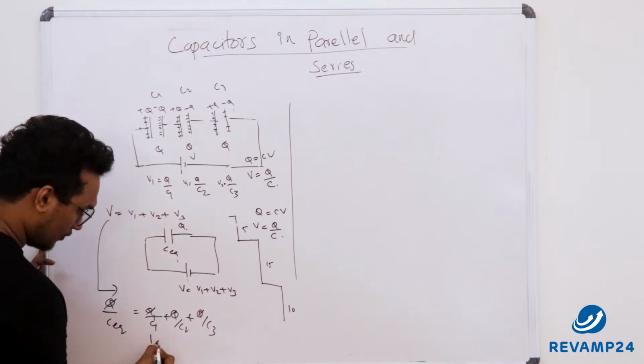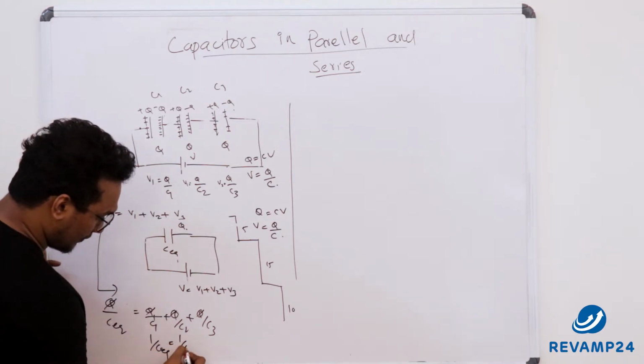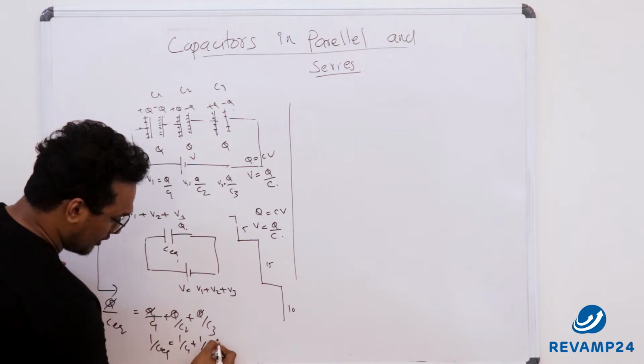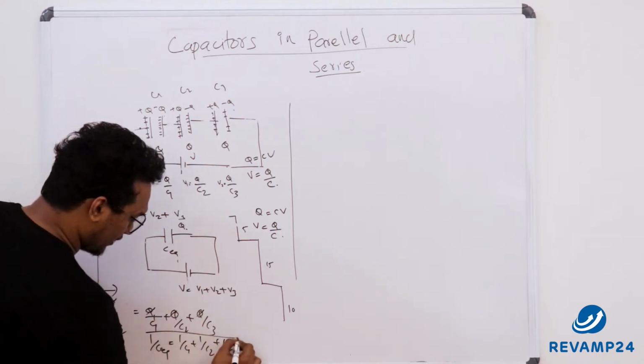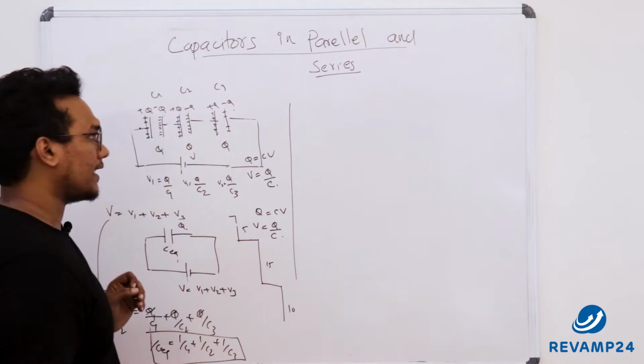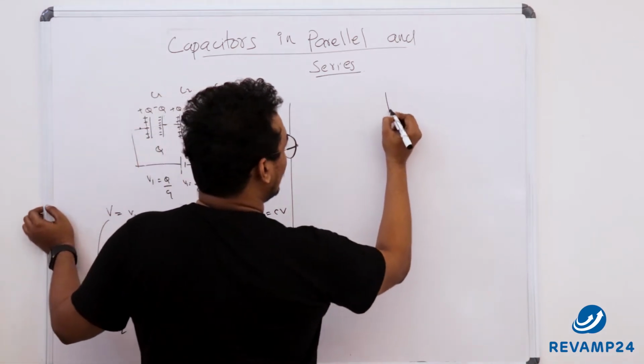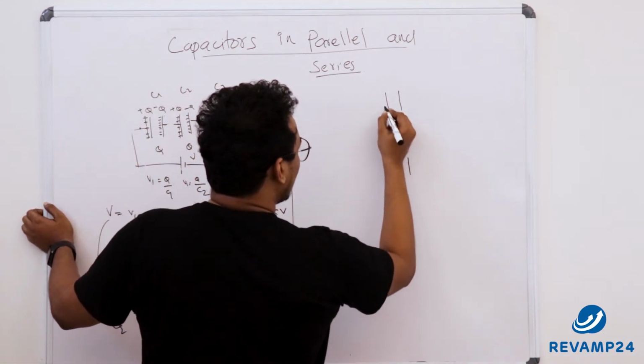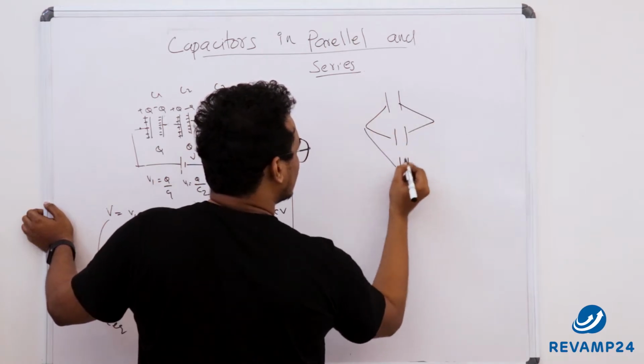And I will get the value 1 by C equivalent is equal to 1 by C1 plus 1 by C2 plus 1 by C3. This is a very important relation. Clear? In the case of parallel, it is very easy.